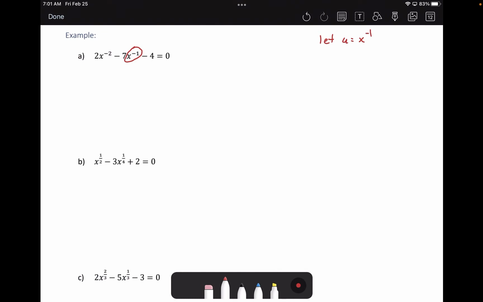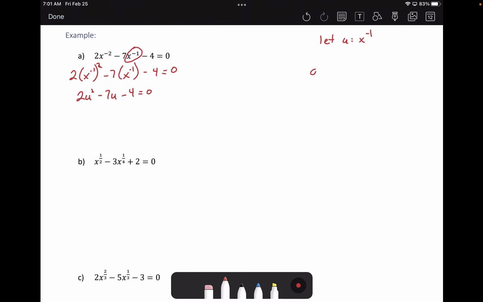Now we rewrite the original equation. 2 times x to the negative 1 squared minus 7 times x to the negative 1 minus 4 equals 0. Now we just need to go in and replace those parentheses with u. Notice x to the negative 1 we're calling u now. So we get 2u squared minus 7u minus 4 equals 0. Now we have a quadratic in terms of u.